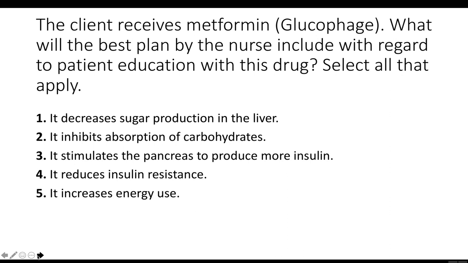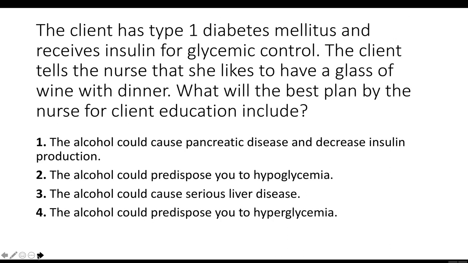Metformin decreases sugar production in the liver and reduces insulin resistance. It does not inhibit the absorption of carbohydrates or increase energy use. So again, it decreases sugar production, which is the gluconeogenesis of the liver, and reduces insulin resistance. Answer to this one is 2.